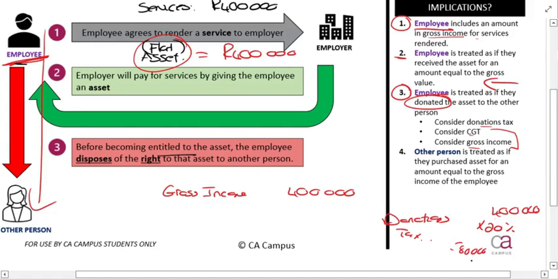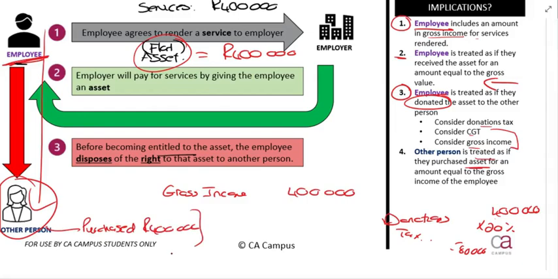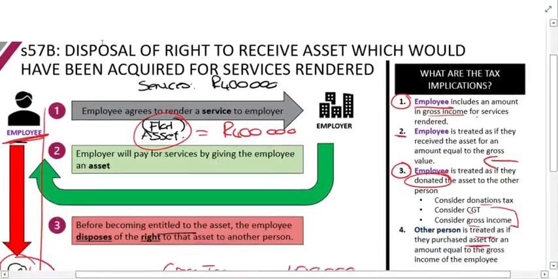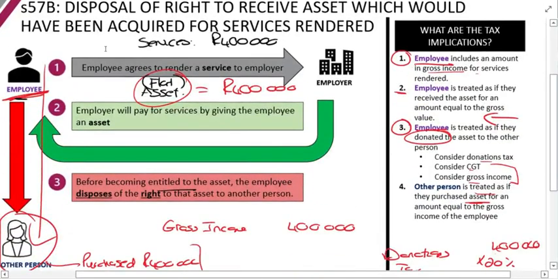This other person is then treated as if they purchased the asset for 400,000, the value of it. So again, if it's trading stock, they get a deduction. If it's a capital asset, it becomes base cost. But they treat it as if they purchased it. Right, so just be aware of this section, guys. It's a very specific situation, but as you can see, very simple to apply.